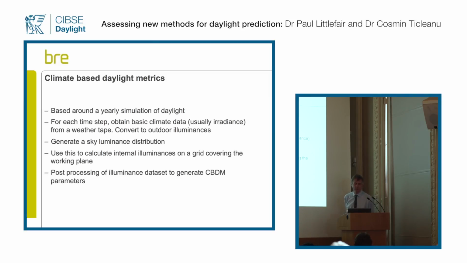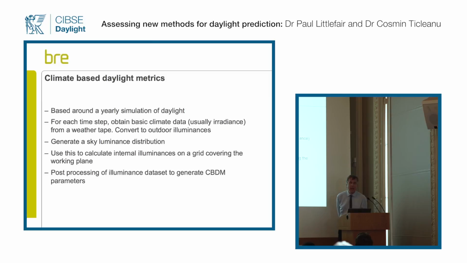Anyway, when you've got your sky luminance distribution, then you can use something like Radiance to calculate internal illuminances on a grid covering the working plane. And these illuminances on this grid are what's usually used in a climate-based daylight metric model. And what that generates is an awful lot of numbers. We were talking about a 15-minute time step earlier, and if you work that out, that's 18,000 separate daylight calculations over the whole year.